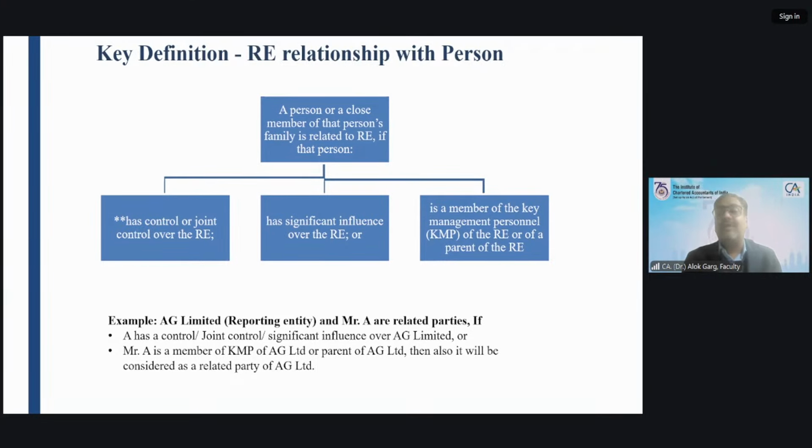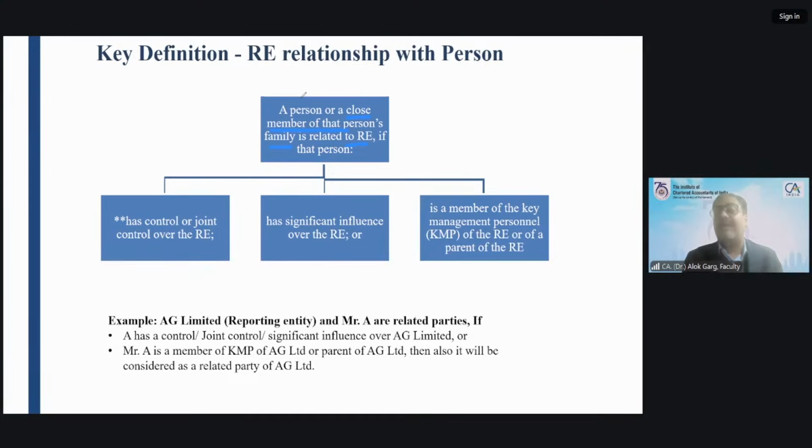So in Ind AS 24, the word relative is not there. What is there? Close member. Close member of that person's family is related to the reporting entity. So what is meant by close member of that person? Close member means relative, okay? Like in the accounting standard, the word used was relative. So here the word used is not relative, the word used is close member of that person, okay?